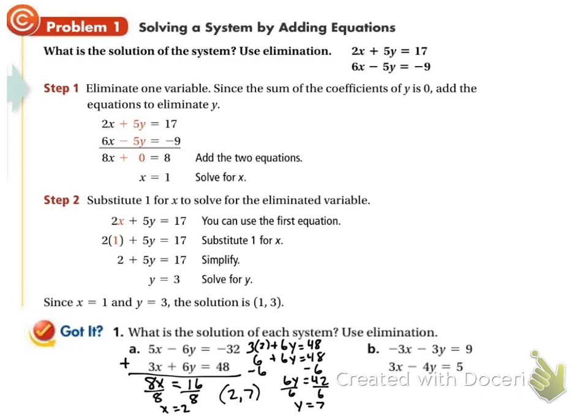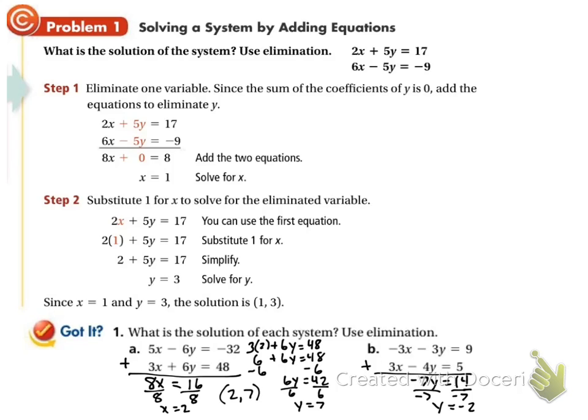Okay, now let's look at this one. Which variable is going to cancel in this one? Well, we've got negative 3x and a positive 3x, so our x is going to go away. So let's try adding these. So remember, negative 3x plus 3x is 0, so that just disappears. And we've got negative 3y plus negative 4y, which is negative 7y, equals 9 plus 5 is 14. Divide both sides by negative 7, and we get that y is equal to negative 2.